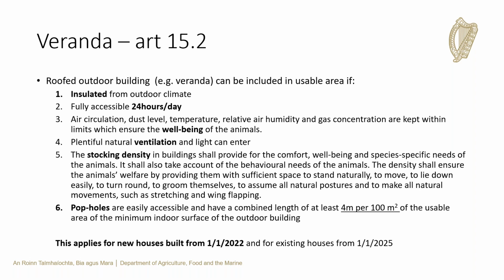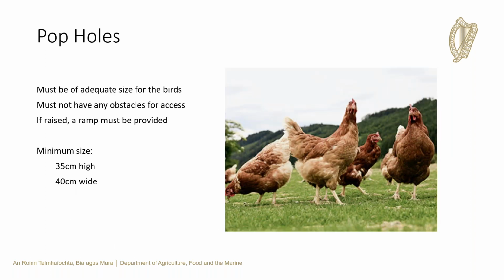Pop holes must be easily accessible and have a combined length of 4 meters per 100 meters squared of the usable area of the minimum indoor surface of the outdoor building. So that's just the definition of what they mean by a veranda or a roofed outdoor building, in order to be able to include that roofed outdoor building in the usable area calculations in new builds.